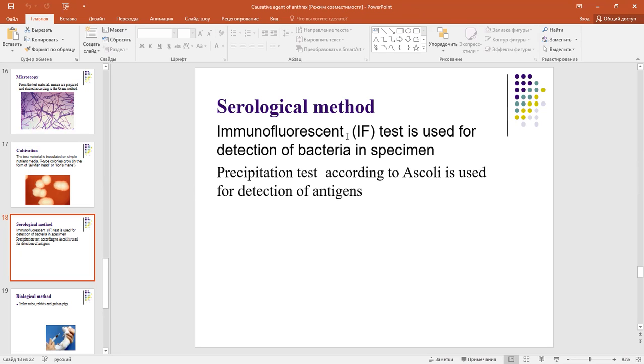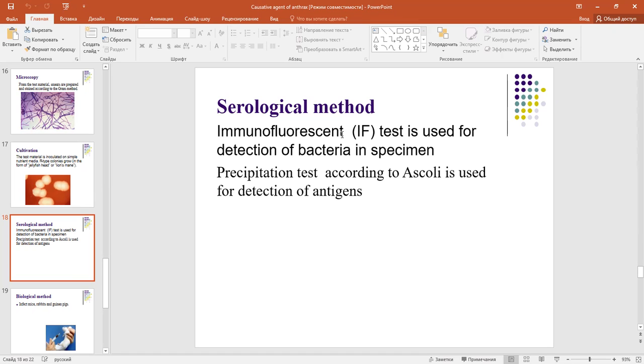This immunofluorescence test is used as a rapid test for identification of bacteria because it is specific, because of the use of specific serum where antibodies are. It is used for rapid diagnostics of cholera, whooping cough, plague, tularemia, influenza, for example. So by using this test, it is possible to identify bacteria because specific antibodies are used.